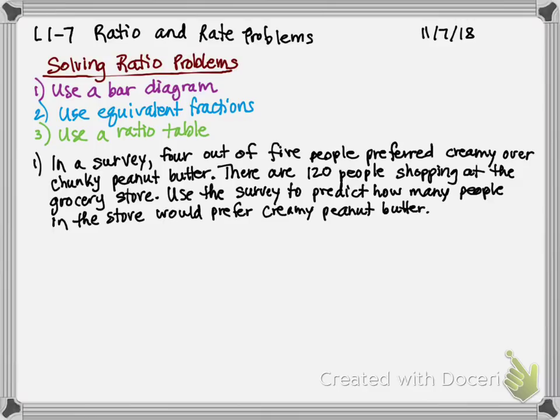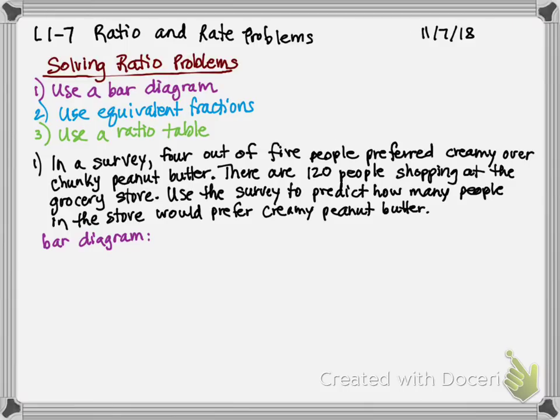Okay, so in a survey, 4 out of 5 people preferred creamy over chunky peanut butter. There are 120 people shopping at the grocery store. Use the survey to predict how many people in the store would prefer creamy peanut butter. So let's start. We're going to do this problem 2 different ways. We're going to start by demonstrating how to solve this using a bar diagram.